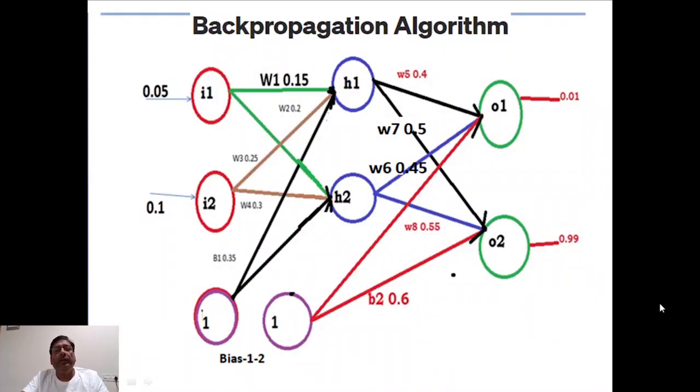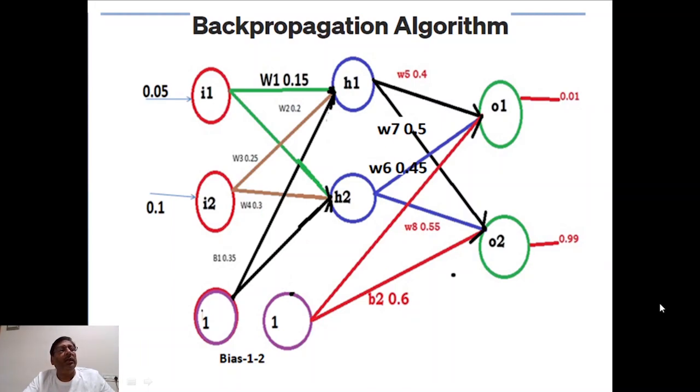Hi everyone. Today we'll try to understand the most important algorithm in ANN, which is called the backpropagation algorithm. Let's first understand how the backpropagation algorithm is going to work. What is the need of the backpropagation algorithm? We'll try to understand the working of this algorithm with the help of an example.